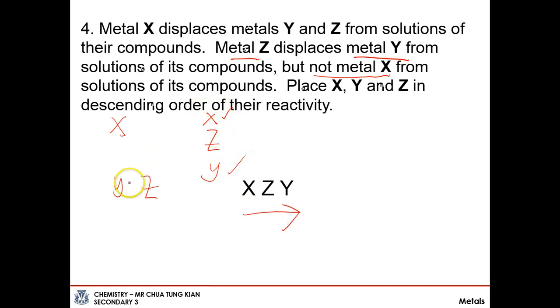Because X can displace both Y and Z, Z can displace Y, but Z cannot displace X. Right? So if Z can displace Y, it means that Y cannot displace Z. Okay? Because in order for Z to displace the metal Y from the aqueous solution of its ions, Z must be above Y in the reactivity series.